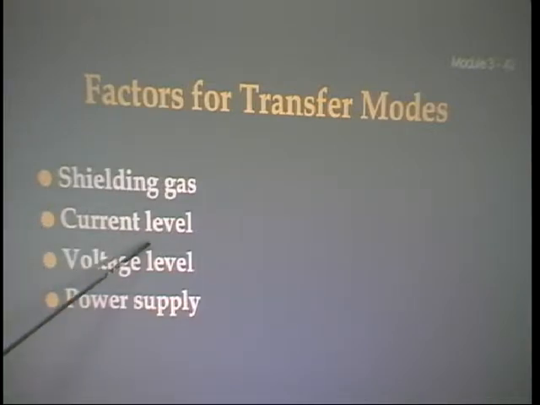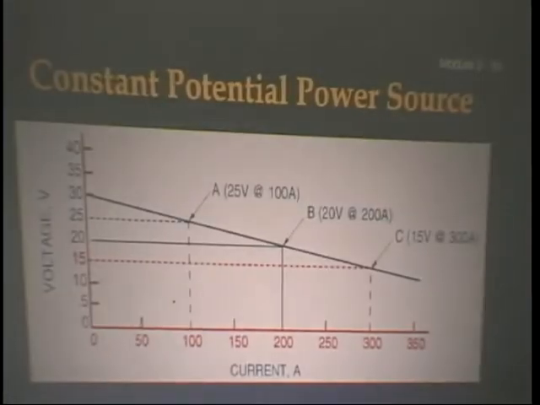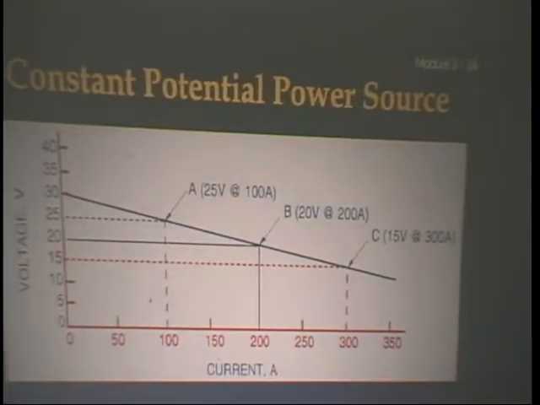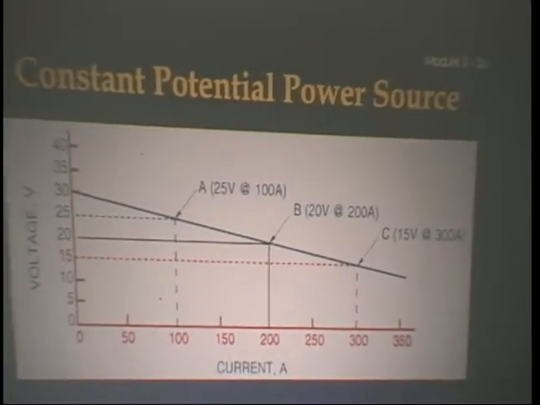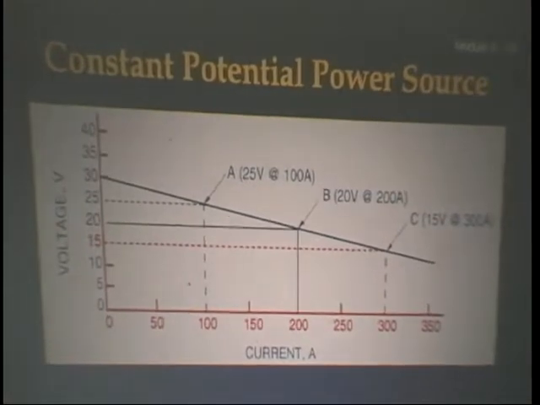Current level is very important. I've already mentioned that you're going to use a high amperage with spray, but you're going to use a low amperage with short circuit. Voltage level is important, and what type of power supply you're using in terms of DC-EP, DC-EN, or AC. Those are all important factors that influence metal transfer. Let's see. Go to page 757.